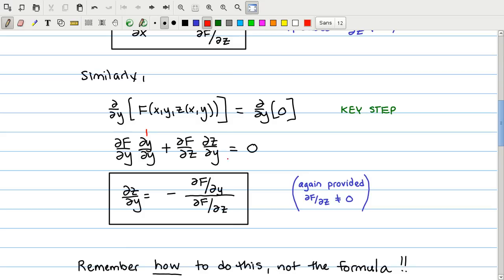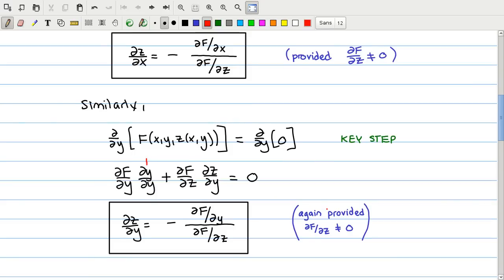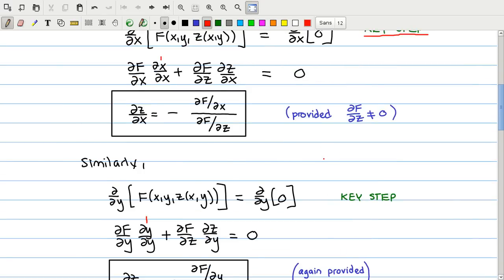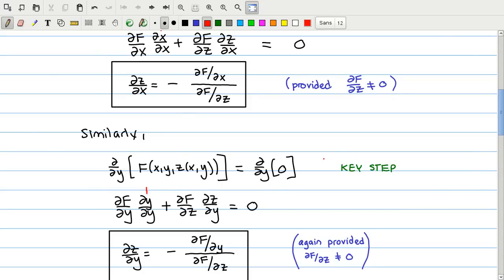And partial f, partial z, partial y. Then we can solve for partial z, partial y, and we get a very similar expression here involving a fraction of partial derivatives of f. Again, we see that we can do this provided the partial derivative of f with respect to z is not equal to 0. So the pattern is that we can treat one of the variables as an explicit function of the others as long as the partial derivative of f with respect to that variable is not 0. So here we wanted to treat z as a function of x and y, and we can do that as long as the partial derivative of f with respect to z is not equal to 0.